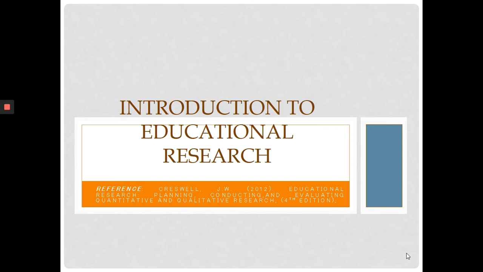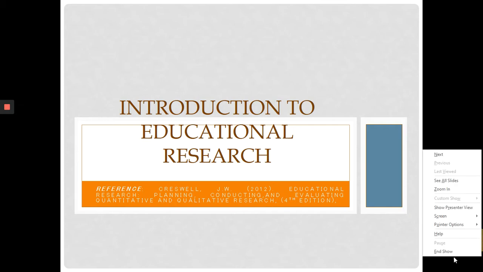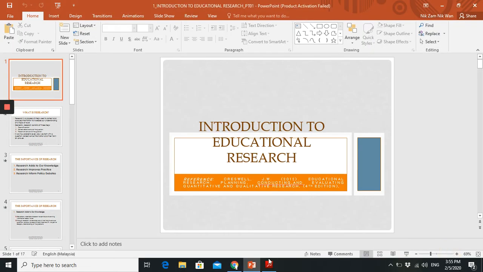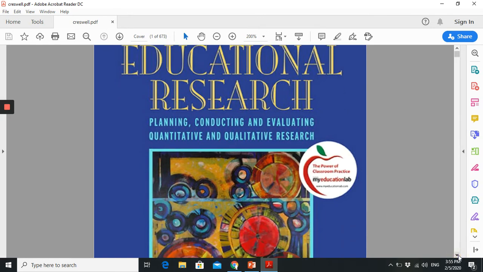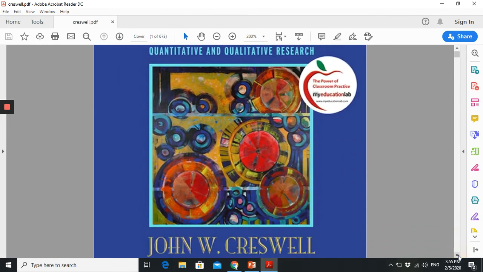So basically, what I'm going to have in my slides here is based on the reference textbook by J.W. Creswell. The textbook that you already have is the one. So I will go through the lecture using this book as a reference.